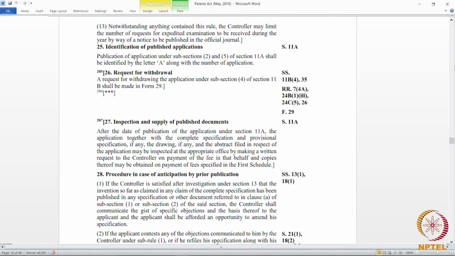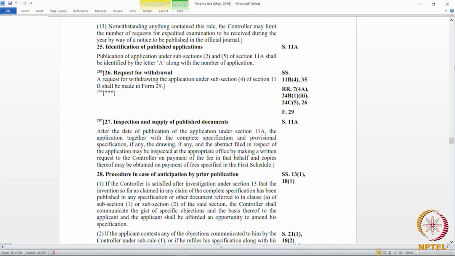Rule 27, inspection and supply of published documents. When an application is published, it immediately becomes open for the public to get information about that application. So, the period in which the application remains unpublished is what we call a dormant period, where the information that is covered by the application is not disclosed to the public.